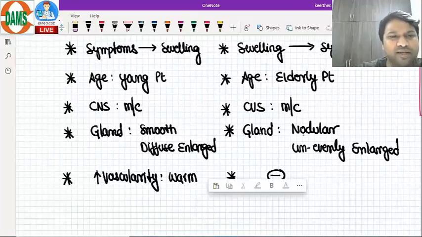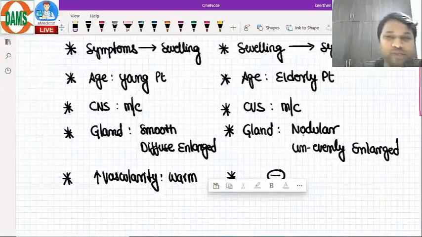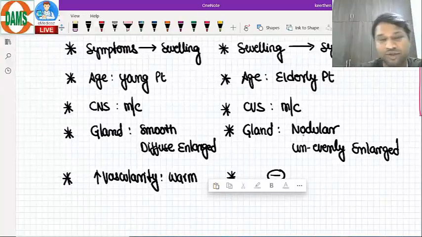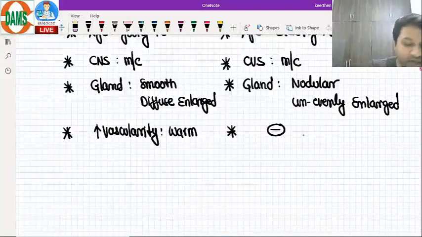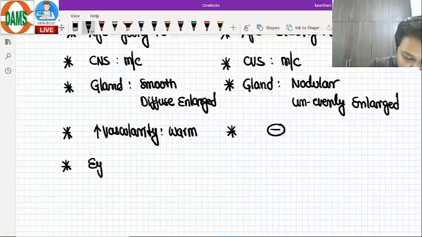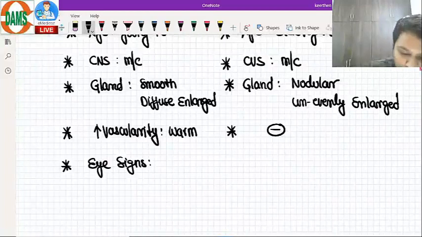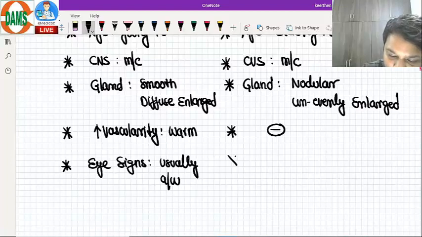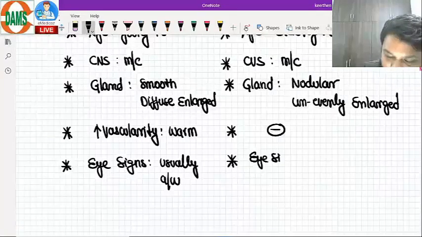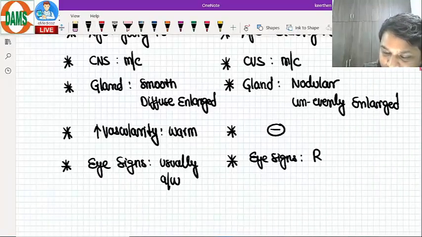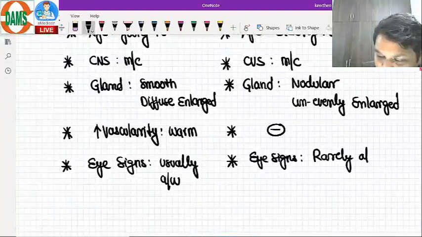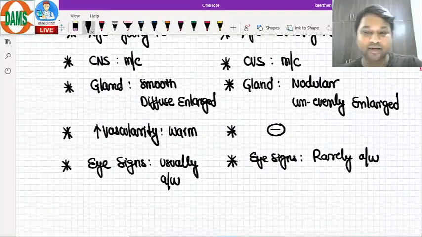Increased vascularity means warmth because more blood is responsible for calorigenesis, and calorigenesis is heat production, so you'll have heat. So increased vascularity is associated with warmth. With respect to hyperthyroid eye signs, remember, eye signs are usually associated with primary thyrotoxicosis, whereas eye signs are rarely associated with secondary thyrotoxicosis.